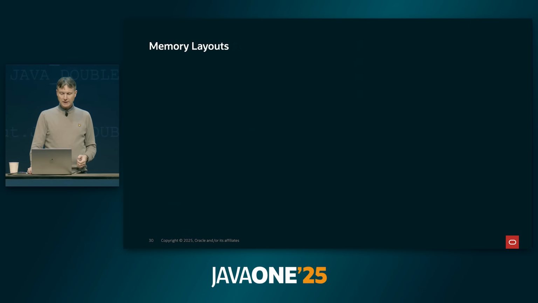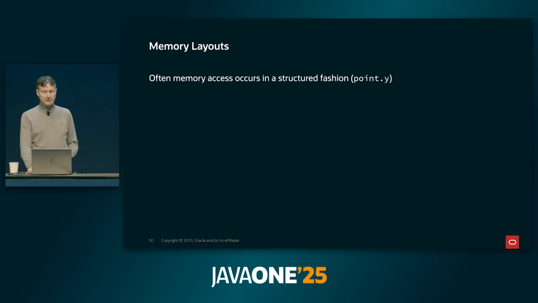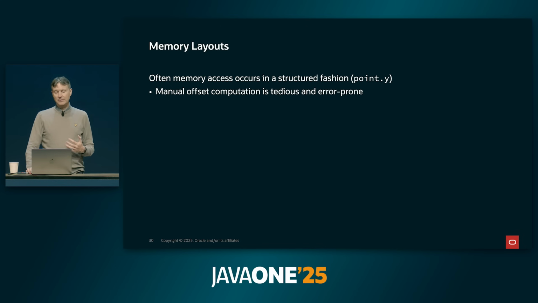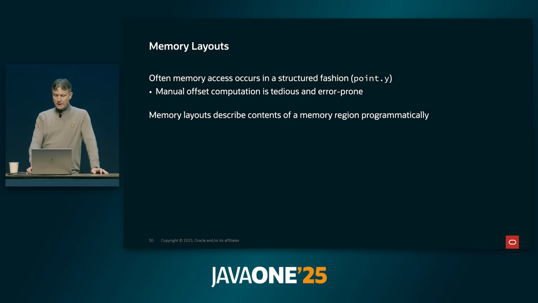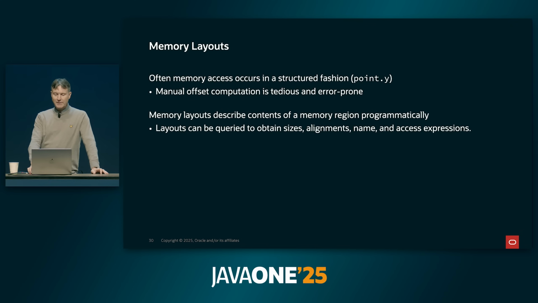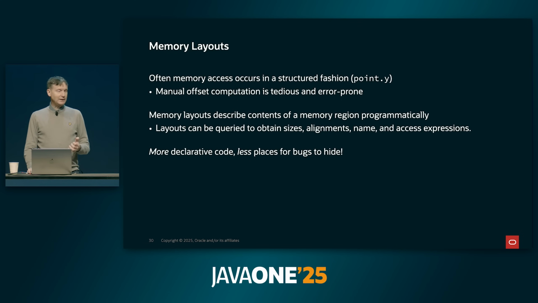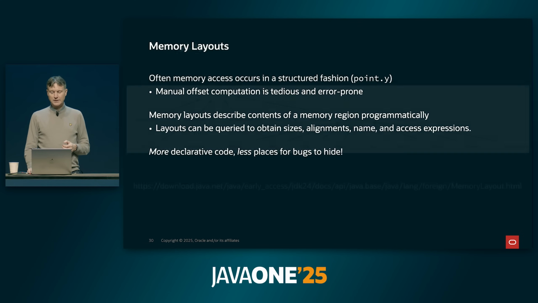So we're going to take a look at something called memory layouts. So often memory layouts occur in a structured fashion. We have like point.y or point.x. And as you saw, it's not so very structured to use manual computation. Maybe you add a field, or maybe you move fields around. So there is a way to describe memory layouts programmatically. And layouts can be queried to get the size, alignments, name, and access expression. So this leads to more declarative code and fewer places for bugs to hide.